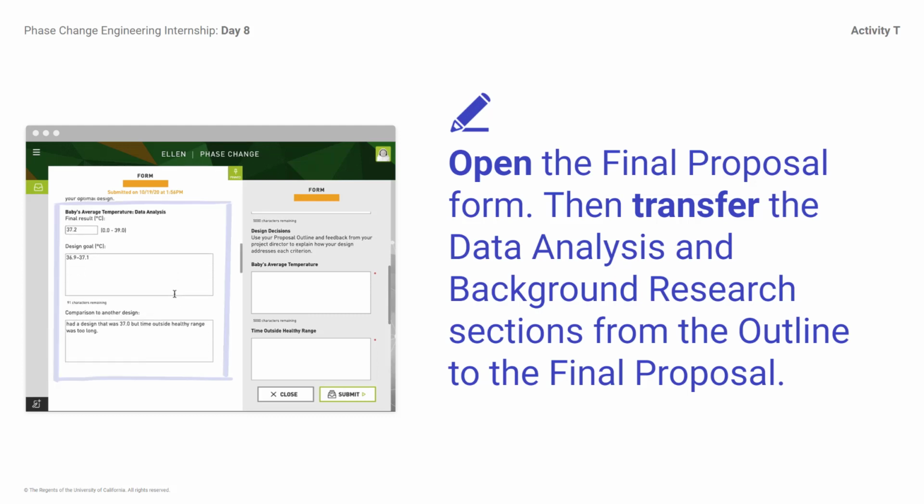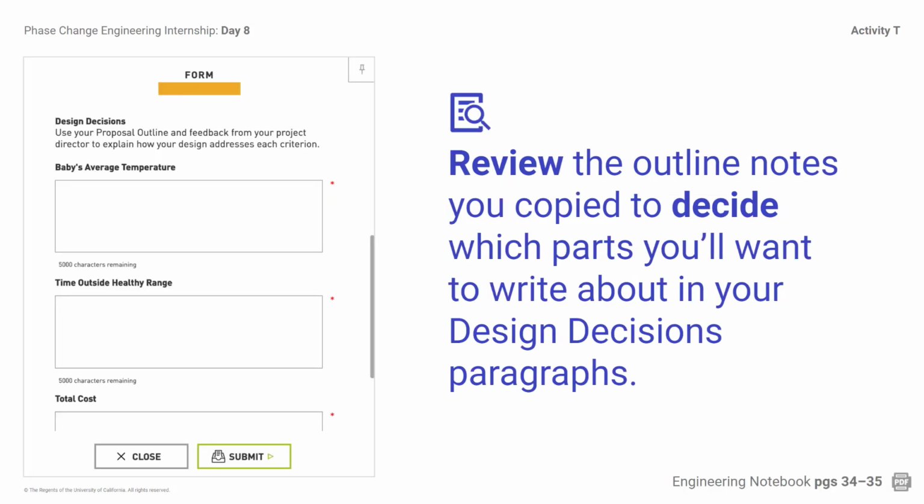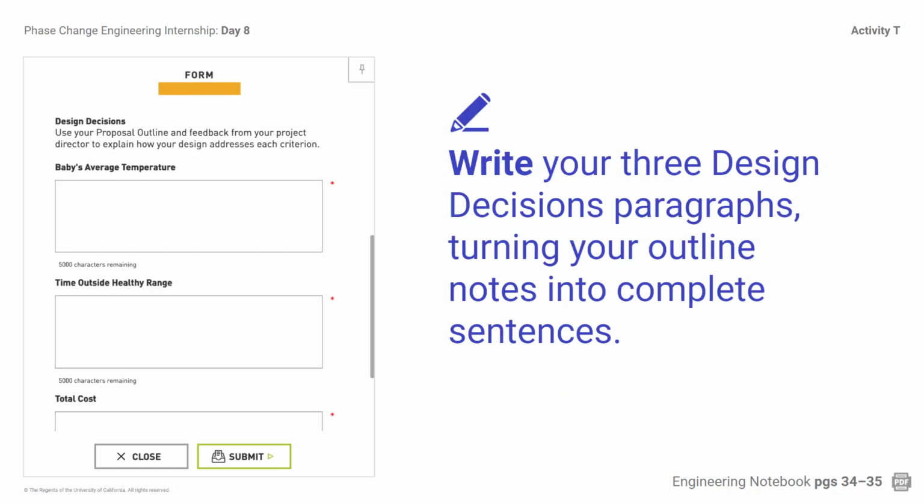You will need to transfer each criterion's details from the proposal outline form to the correct criterion text box on the final proposal form. You may want to retype some of the information. Review the outline notes you copied to decide which parts you'll want to write about in your design decisions paragraphs. Write your 3 design decisions paragraphs, turning your outline notes into complete sentences.